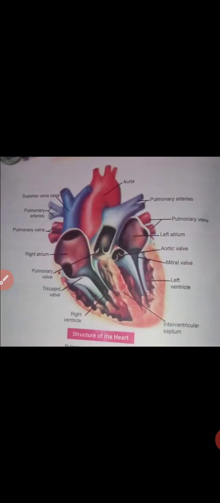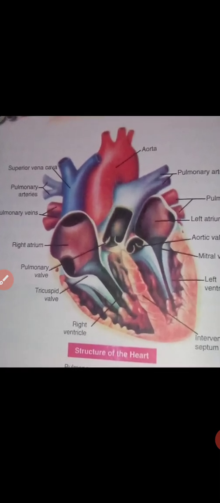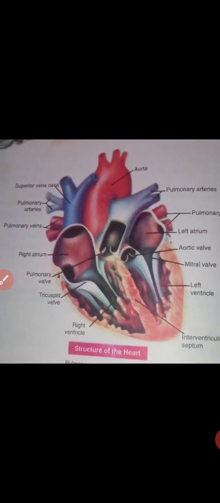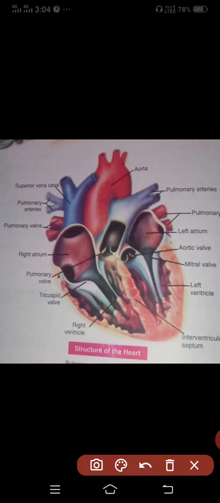These four valves are found in our heart, and through this picture we will try to understand where these four valves are situated in our heart. Number one, we will take the right atrioventricular valve.